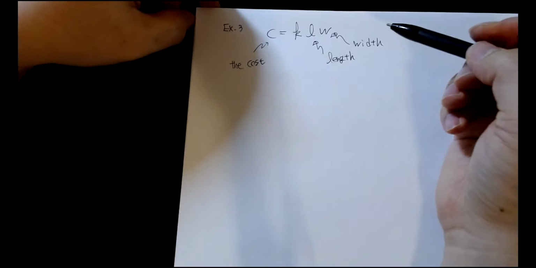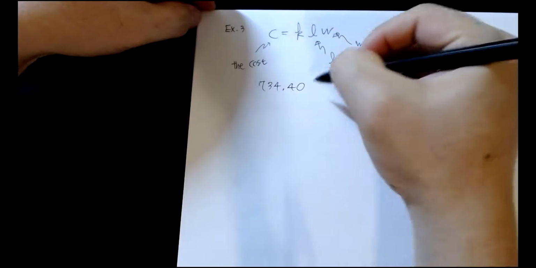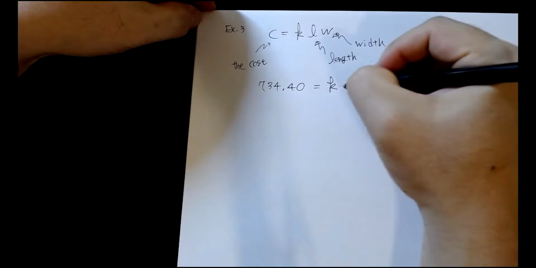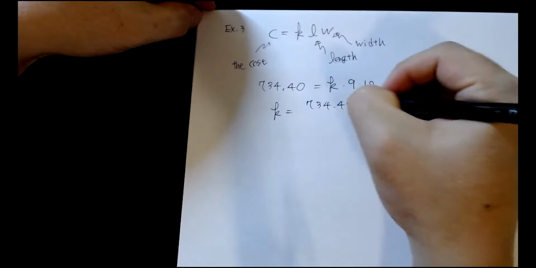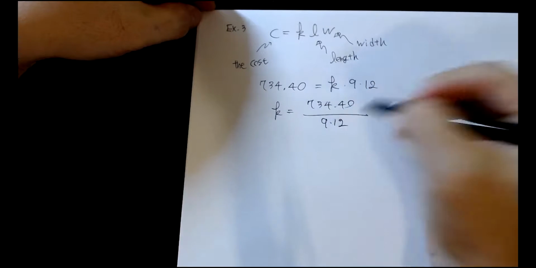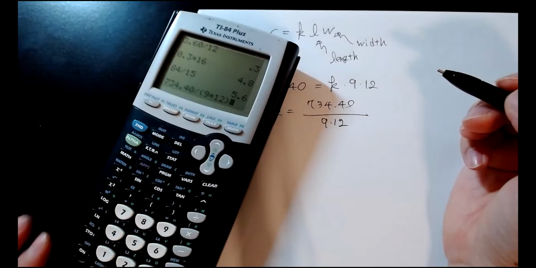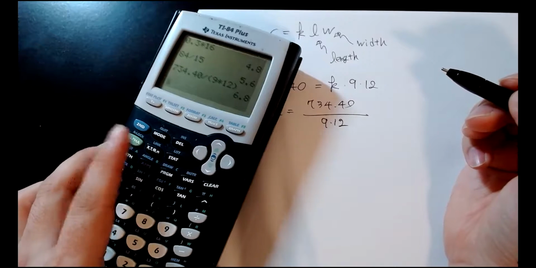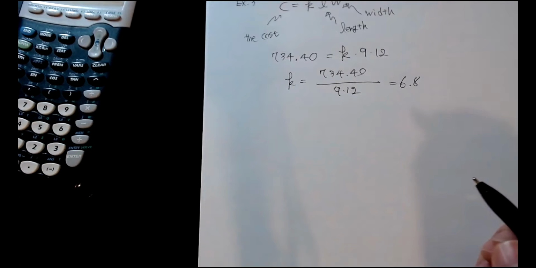Okay, so now let's see. 734.40 is equal to K times 9 times 12. So K is going to be 734.40 divided by 9 times 12. Okay, that is... So now we're going to get 6.8. So this is 6.8.